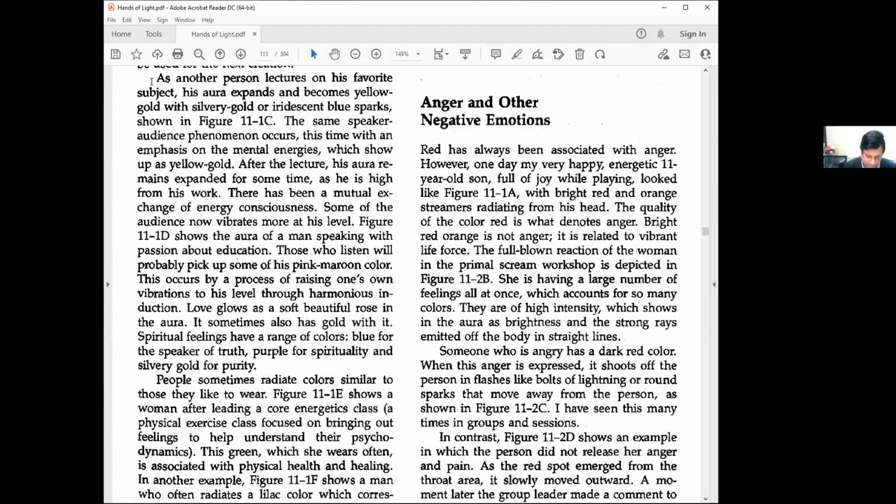Figure 11.1d shows the aura of a man speaking with passion about education. Those who listen will probably pick up some of his pink-maroon color. This occurs by a process of raising one's own vibrations to his level through harmonious induction. Love glows as a soft, beautiful rose in the aura. It sometimes also has gold with it. Spiritual feelings have a range of colors: blue for the speaker of truth, purple for spirituality, and silvery gold for purity. So again, every color will mean something.